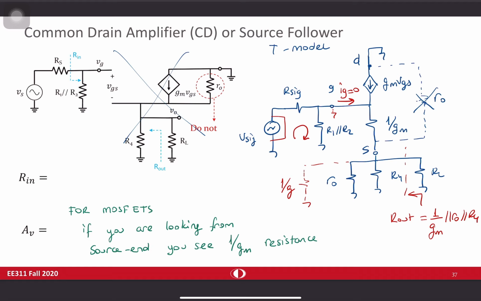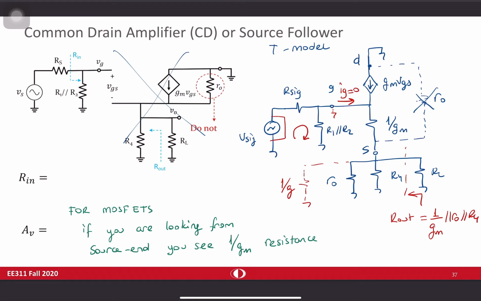So for the AC schematic, when you are looking from here, you always see a 1 over Gm resistance. For a MOSFET source end, you see 1 over Gm resistance coming from here. You are looking from the source end. If you kill all the AC sources, the gate is grounded, and therefore this thing will not affect your resistance, and you see directly this resistance, 1 over Gm resistance.